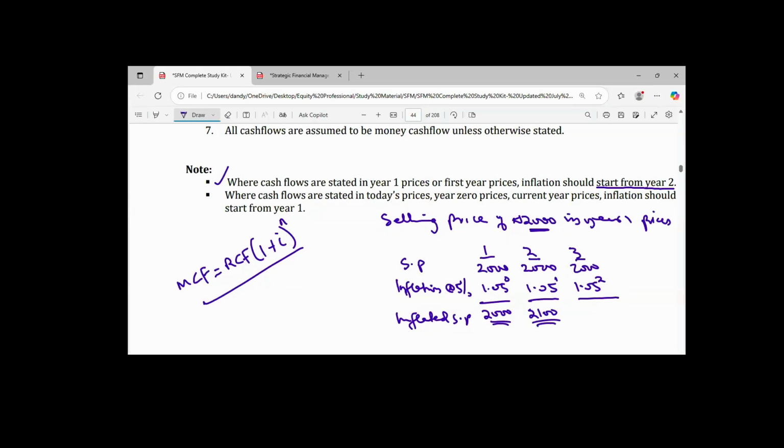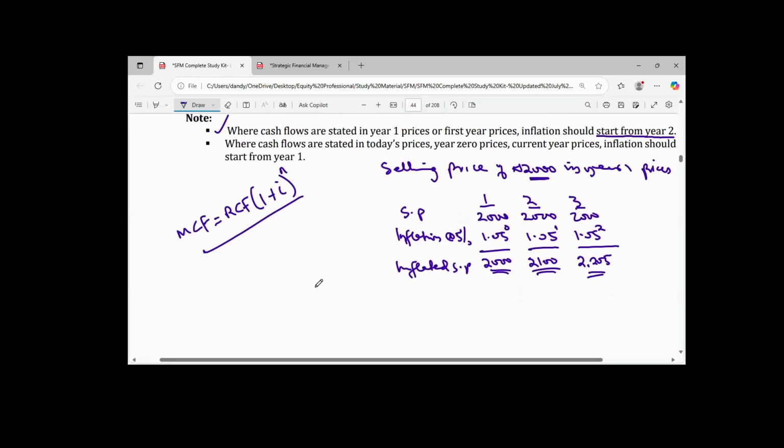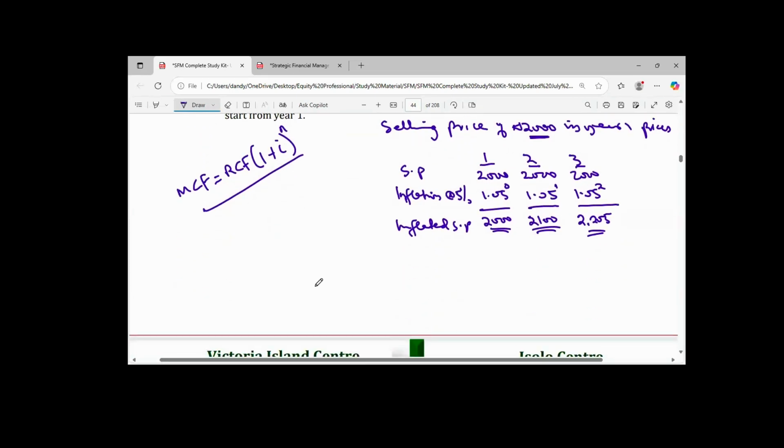Then for year 3, I will also say 1.05 raised to power 2, then multiply by 2,000 equals 2,205. With this, I've also inflated the cash flow. You will notice that in year 1, the cash flow remained as 2,000. So this is what I'm trying to say.